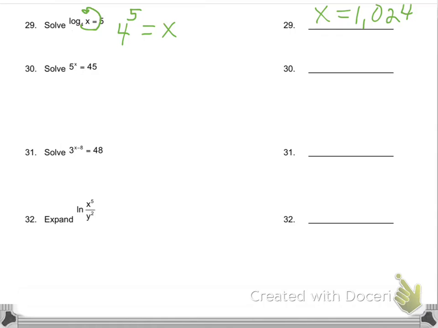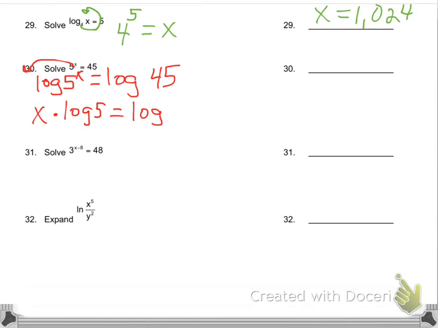Number 30, solve 5 to the x power equals 45. When x is in your exponent, the easiest way to solve this is to take the log of each side. So I'm going to take the log of 5 to the x power equals the log of 45. Remember, when you take the log of something and it's raised to a power, the power can be moved out front. So now I have x times log of 5 equals the log of 45. In order to get x alone, I divide by the log of 5.